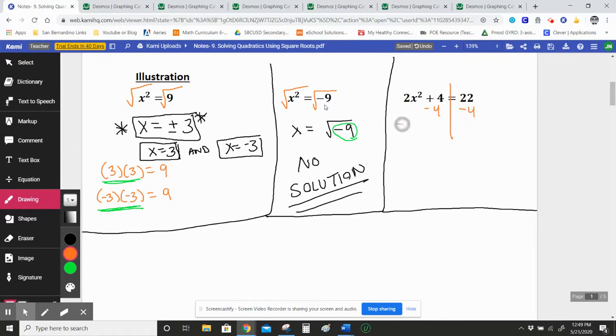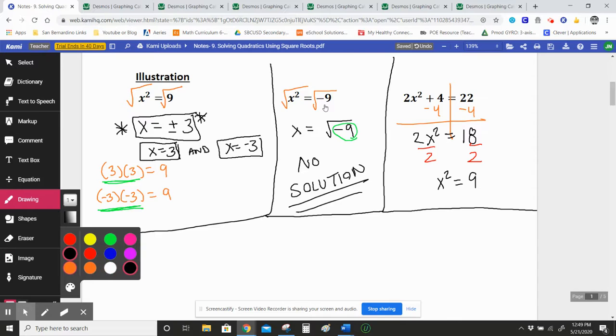I think it was 8th grade or so. Subtract 4 on both sides. You're going to get 2x squared is equal to 22 minus 4, which is 18. I'm going to divide by 2 on both sides, and then I'm left with x squared is equal to 9.